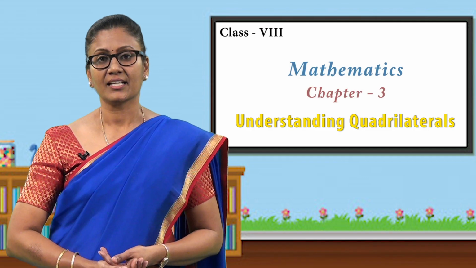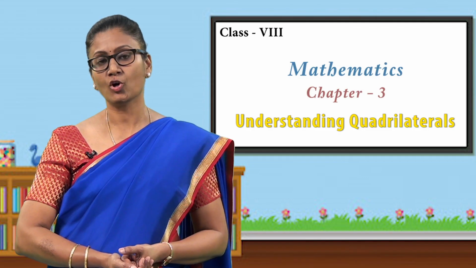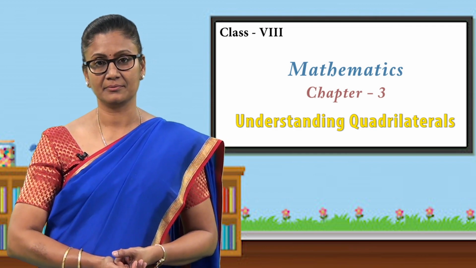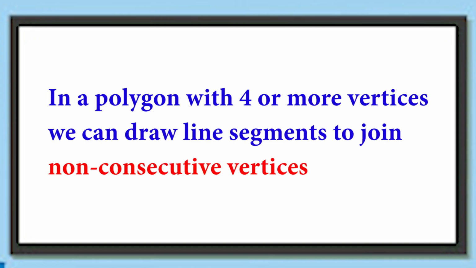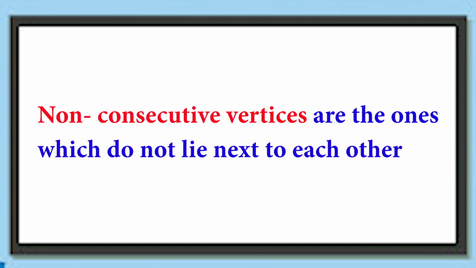A vertex is a point of intersection of two or more sides in a polygon. In any polygon having four or more vertices, we can join any two non-consecutive vertices using a line segment. What are non-consecutive vertices? Two vertices in a polygon which are not next to each other, or which do not continuously come after one another, are called non-consecutive vertices.